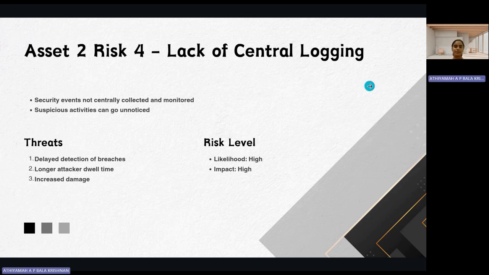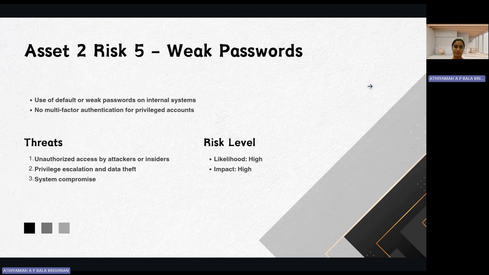The fifth risk is weak passwords. This includes using default passwords that come with devices, simple passwords that are easy to guess, or reusing the same password across multiple systems. In addition, if there is no multi-factor authentication, it becomes much easier for attackers to brute force or guess login details to gain unauthorized access.